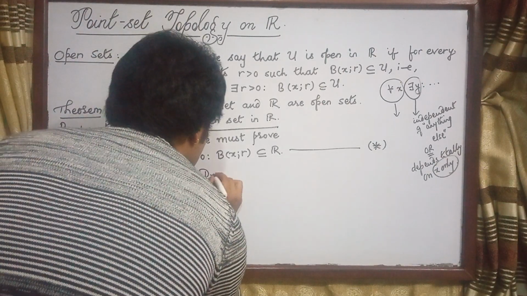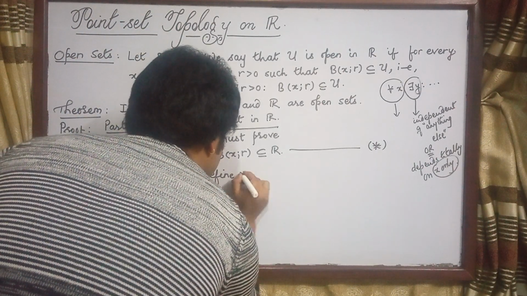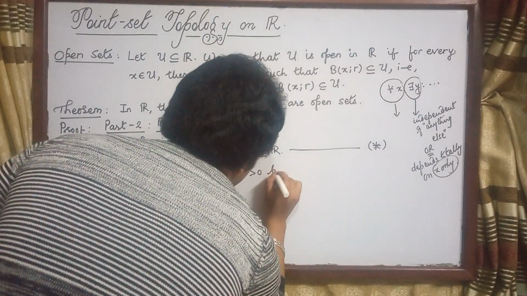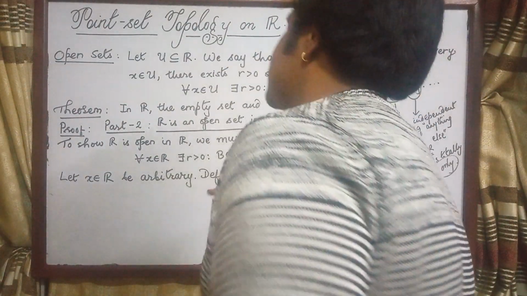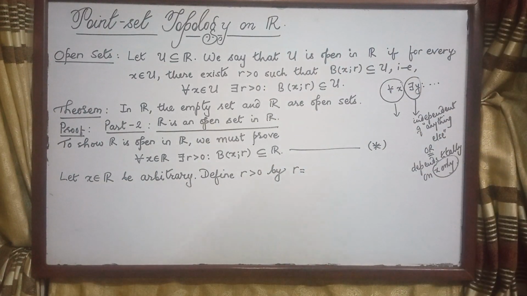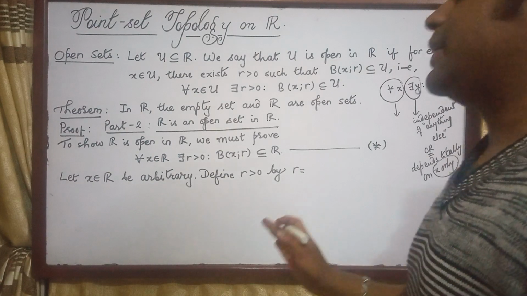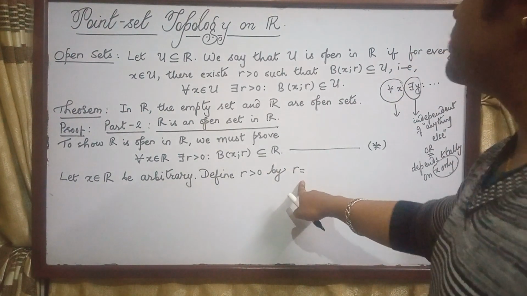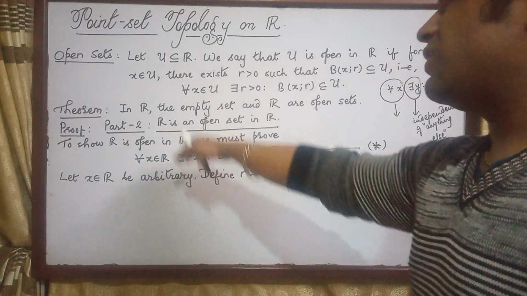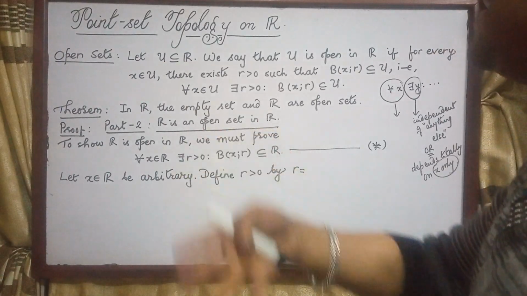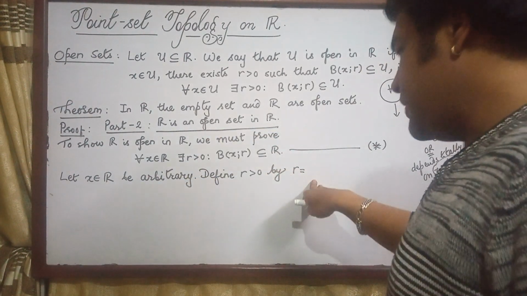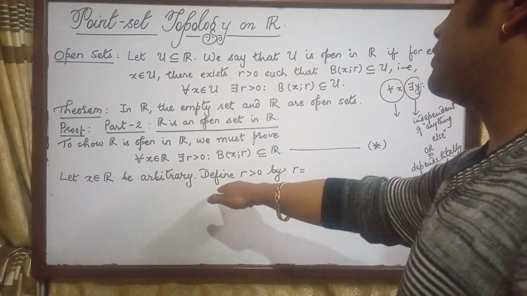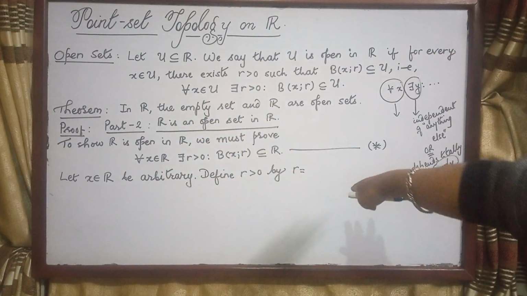Define R greater than 0 by R equals something. And in this proof, at least, we can take R to be a constant because it will follow by the definition of an open ball, as you shall see a little bit later on.